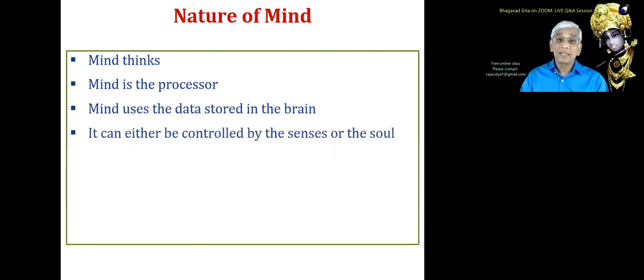Now this mind can be controlled either by the senses or by the soul. That is the main thing. We have a mind, but the mind can be controlled by the senses or by the soul. If it is controlled by the senses, it means when we see something, the mind immediately thinks about those sense objects. Sense objects are known as gochara, or visayan. If we see some sense object and the mind thinks about it, if the mind focuses on it, all the problems start. At that time, the mind is controlled by the senses.